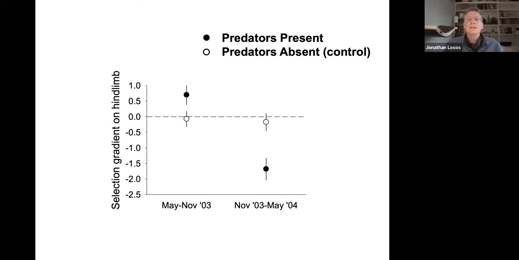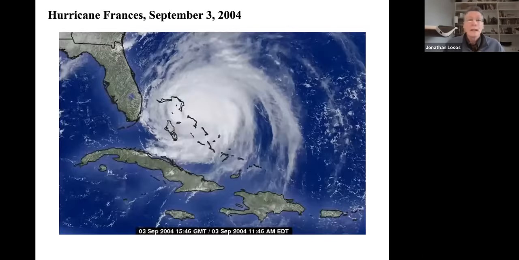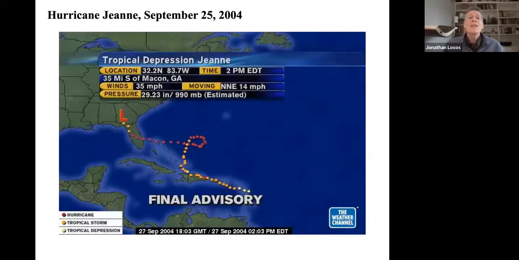Well, you're probably thinking you know what happened next. You're thinking there was another hurricane. You're wrong. There were 2 hurricanes. First, Hurricane Frances, September 3rd, 2004. 3 weeks later, a second hurricane, Jeanne, did a loop-de-loop in order to go over our islands. So the poor islands, the poor people that were hit by 2 hurricanes within 3 weeks, wiping out our experiment.